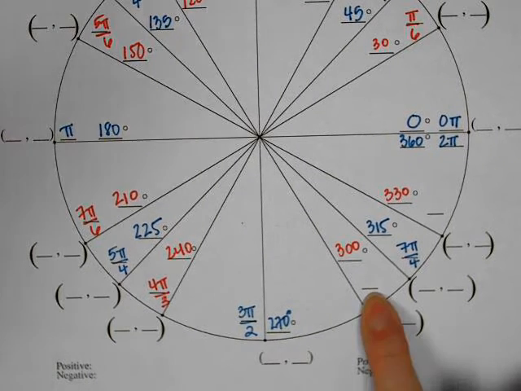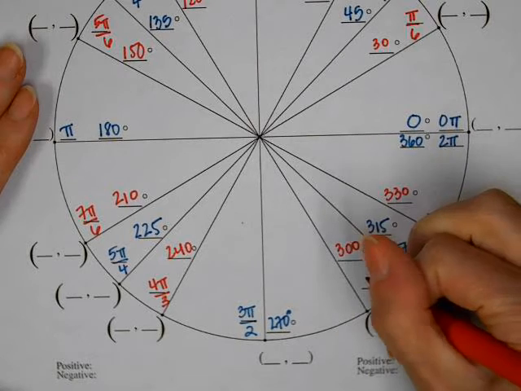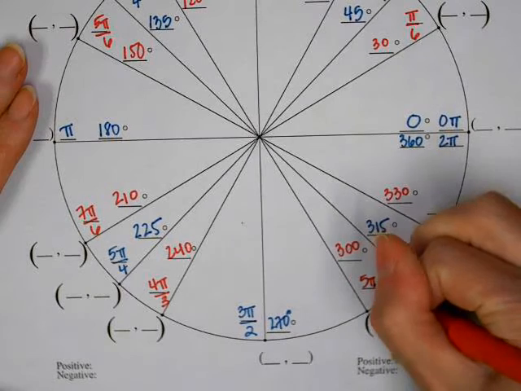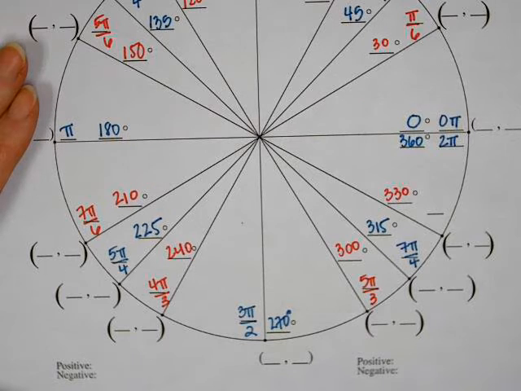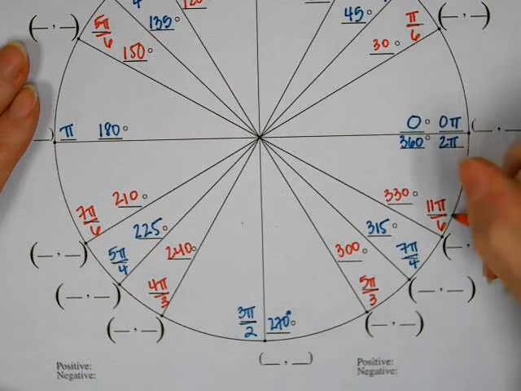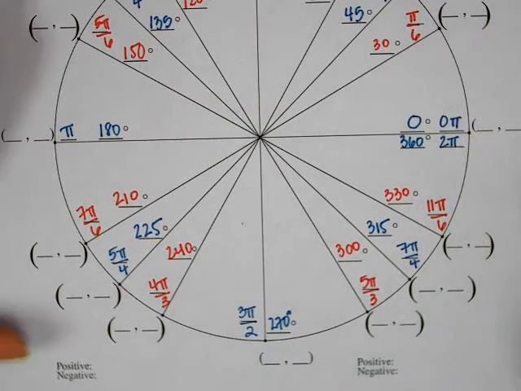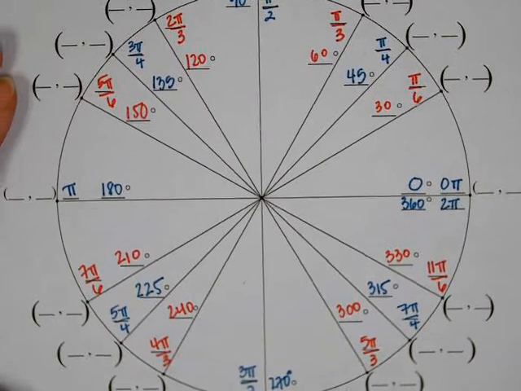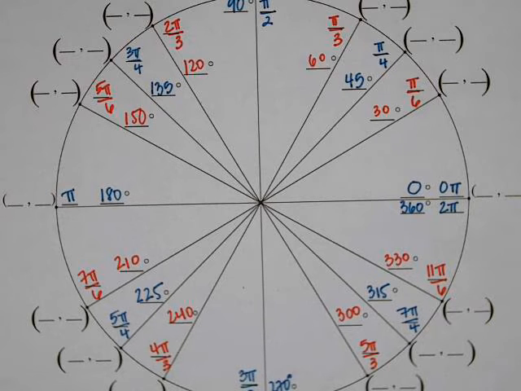This is 10 pi over 6, which reduces to 5 pi over 3. I forget what we're on. This is 11 pi over 6, and then 12 pi over 6 is obviously just 2 pi. Okay, so that's how you do all the radians.